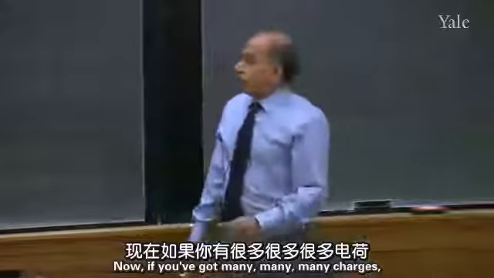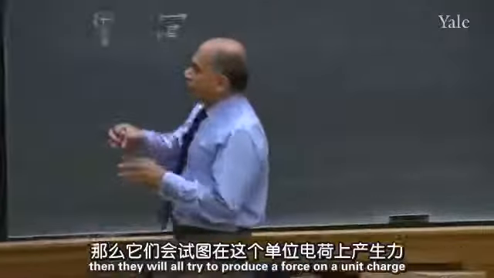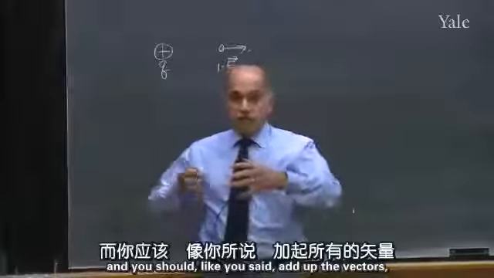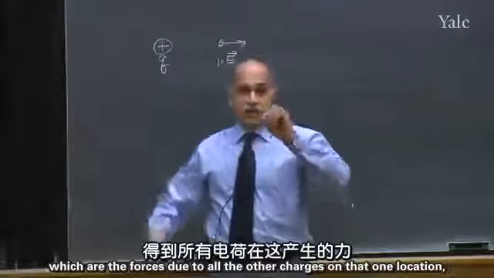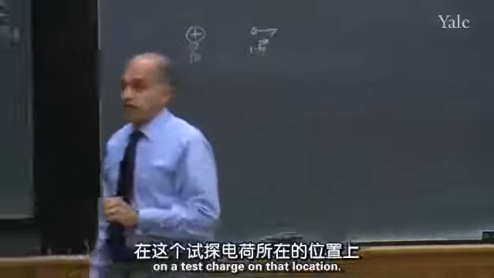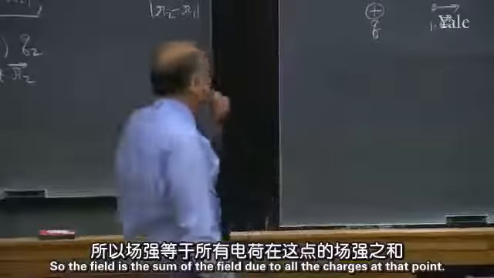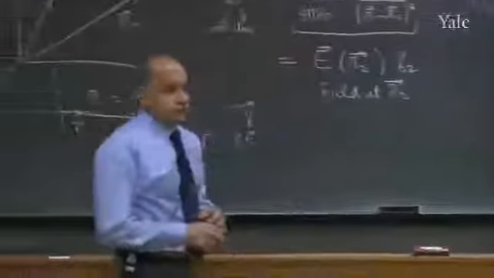Now, if you've got many, many charges, then they will all try to produce a force on a unit charge, and you should, like you said, add up the vectors, which are the forces due to all the other charges on that one location, on a test charge at that location. So the field is the sum of the fields due to all the charges at that point.